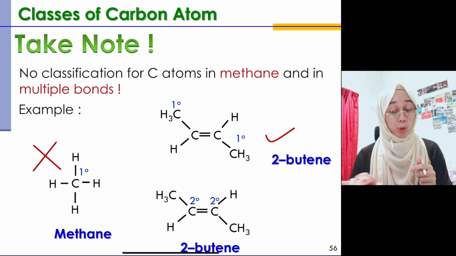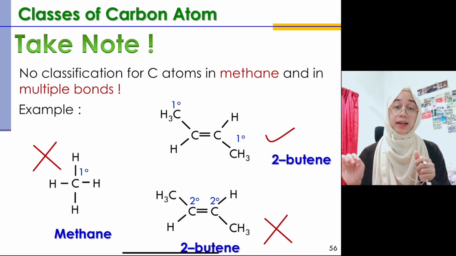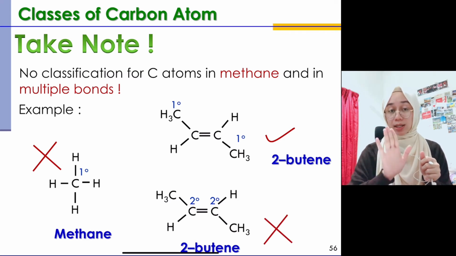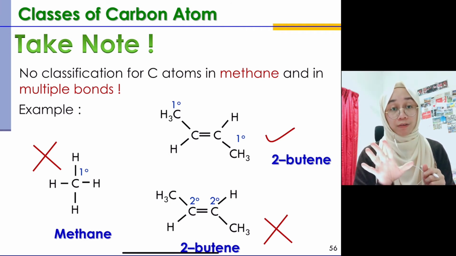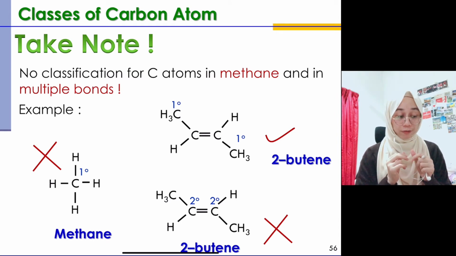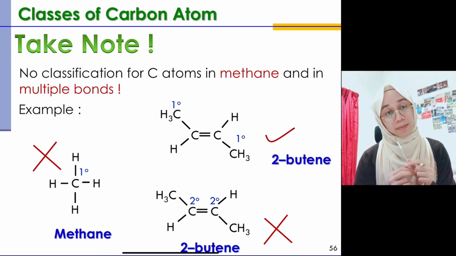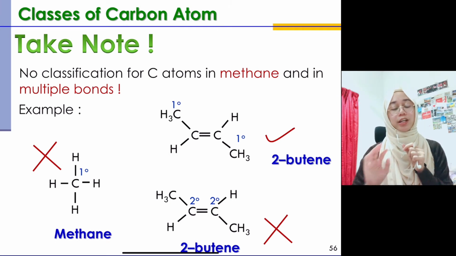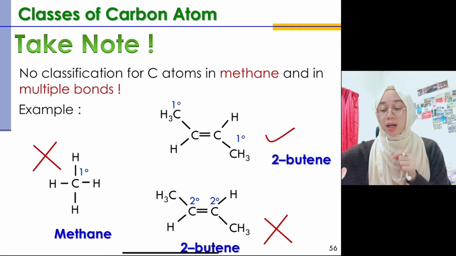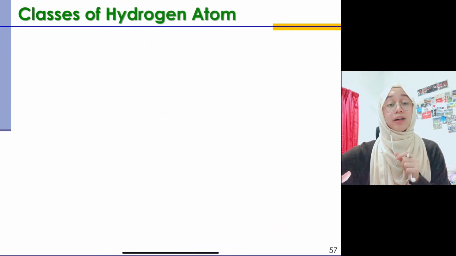Bolehkah? No. Tak boleh. Okay. Because we cannot, again sekali lagi Miss nak emphasize, we cannot classify carbon yang involve multiple bonds. Okay, we can only classify carbons yang involve single bond sahaja yang kita panggil sebagai saturated carbon. Okay, so ini untuk kita punya carbon atom. Okay, so kita nak tengok pula classification of hydrogen atom.